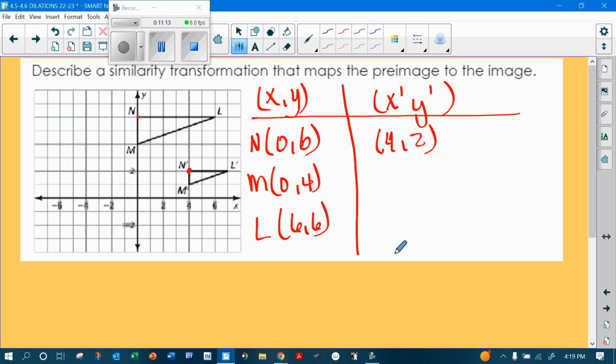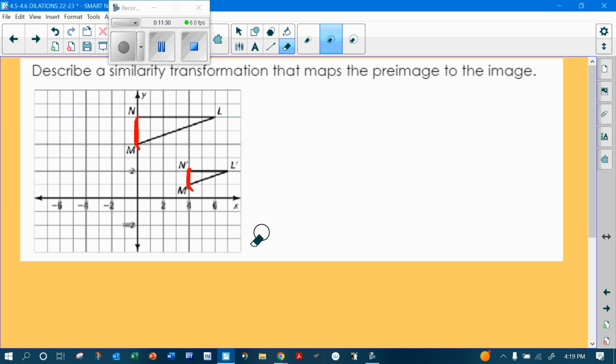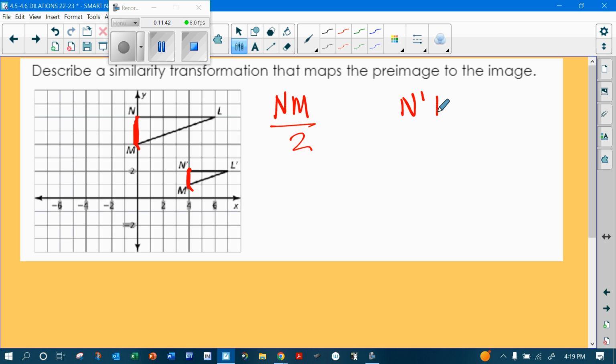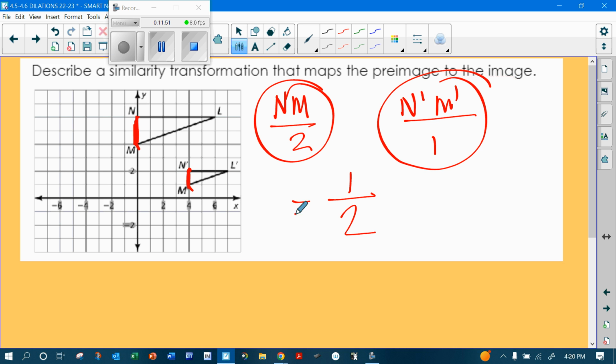Oh, okay. First of all, this is a double prime. I'm looking on the actual. Okay. If you look at this, this is a length of 2, and this is a length of 1. So what I'm going to do is just erase this because this is actually way easier than doing it this way. So you're going to compare your sides. NM is the length of 2. N prime, M prime has a length of 1. Well, since this is your new and this is your old, that would be 1/2. Therefore, your scale factor is 1/2.